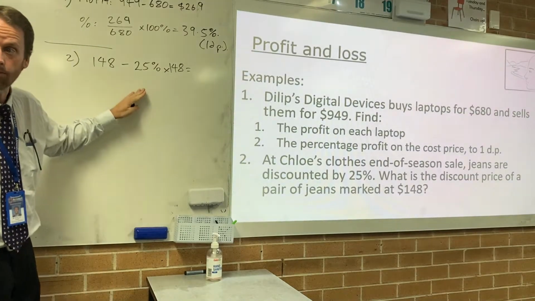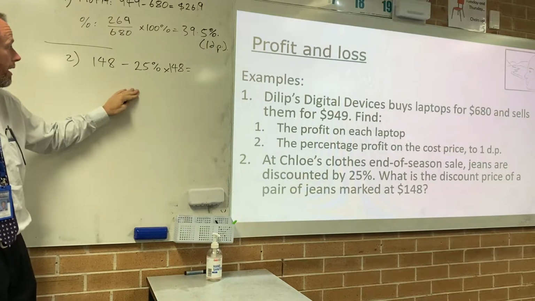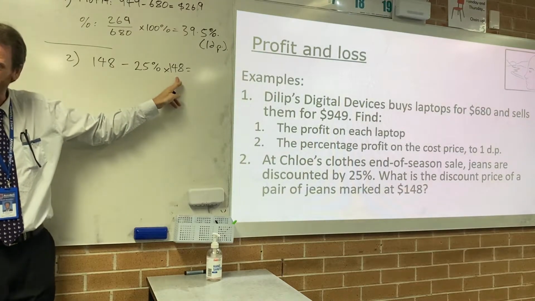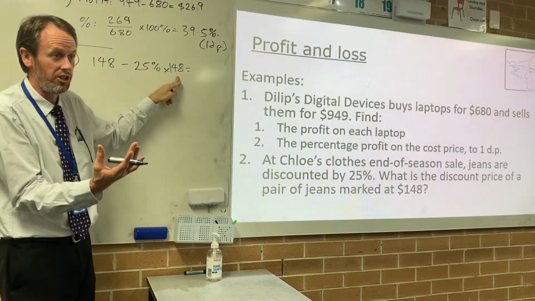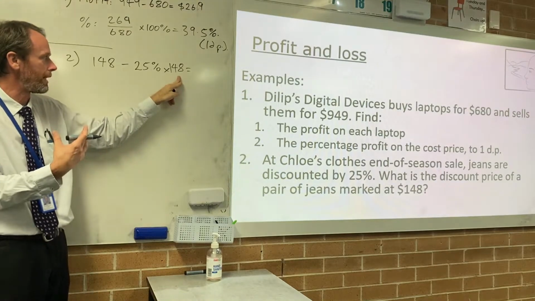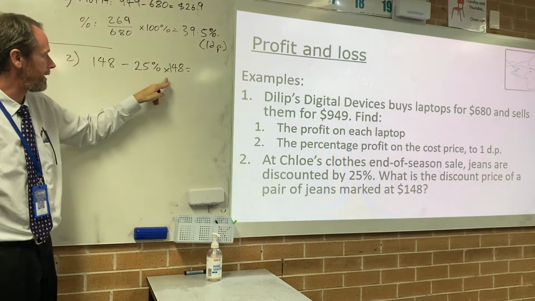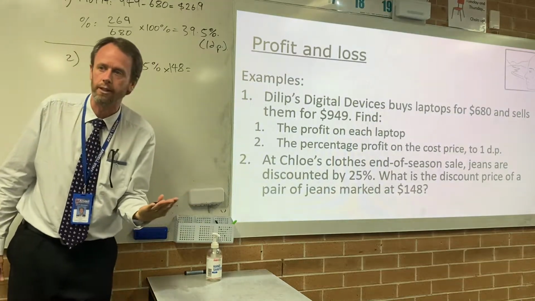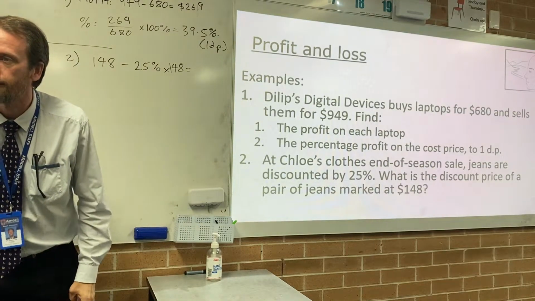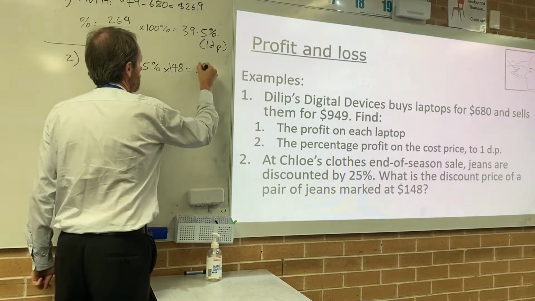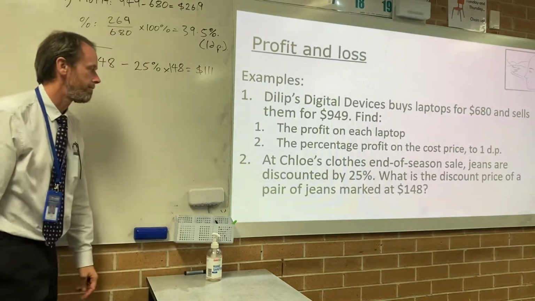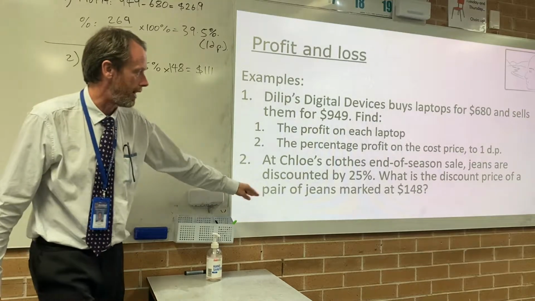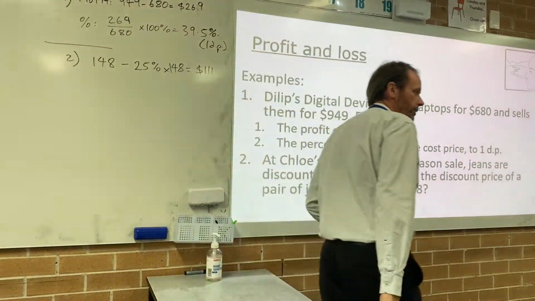Now in my head, while someone's working it out on a calculator, I'm thinking it's about a quarter, 148 is close to 160, quarter is about 40, so it's a little bit less than 40. If I'm taking a little bit less than 40 off, it's going to be about $110 or something. $111. Great. Okay. So the pair of jeans are now sold for $111.